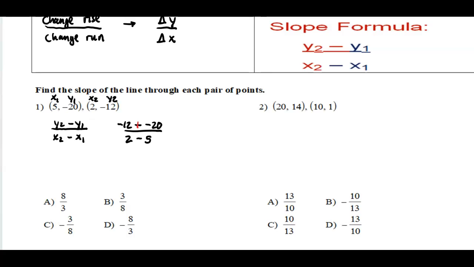Keep change plus positive. Keep change plus negative. So we've got negative 12 plus 20, that's a DSSM problem. Ooh, that gives us positive 8 because I had more positives. And then 2 plus negative 5, that gives us negative 3. So this can be written two ways. Either we can say 8 over negative 3 or negative 8 over 3. Basically, we can say we can go up 8 and left 3 or down 8 and right 3. That's the same exact movement.